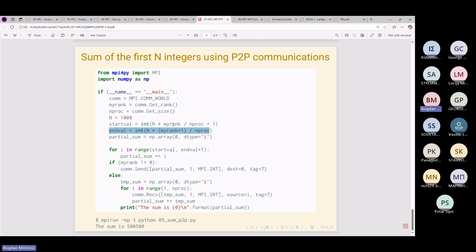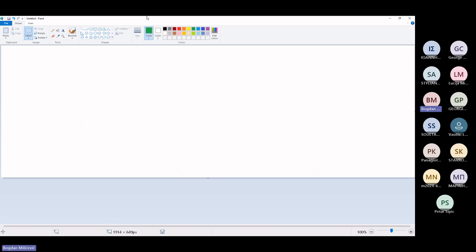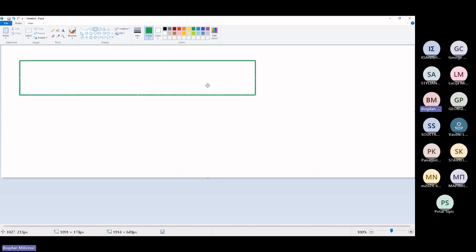And the formulas will always include, of course, my rank, the rank of the process itself or its ID. It will include the total number of values, and it will include the total number of processes. The easiest possible way to make a domain decomposition is when we have numbers like this, I don't know, 100 elements, and we have, let's say, 5 processes. So 1000 is divisible by 5, and we can have 200 elements.